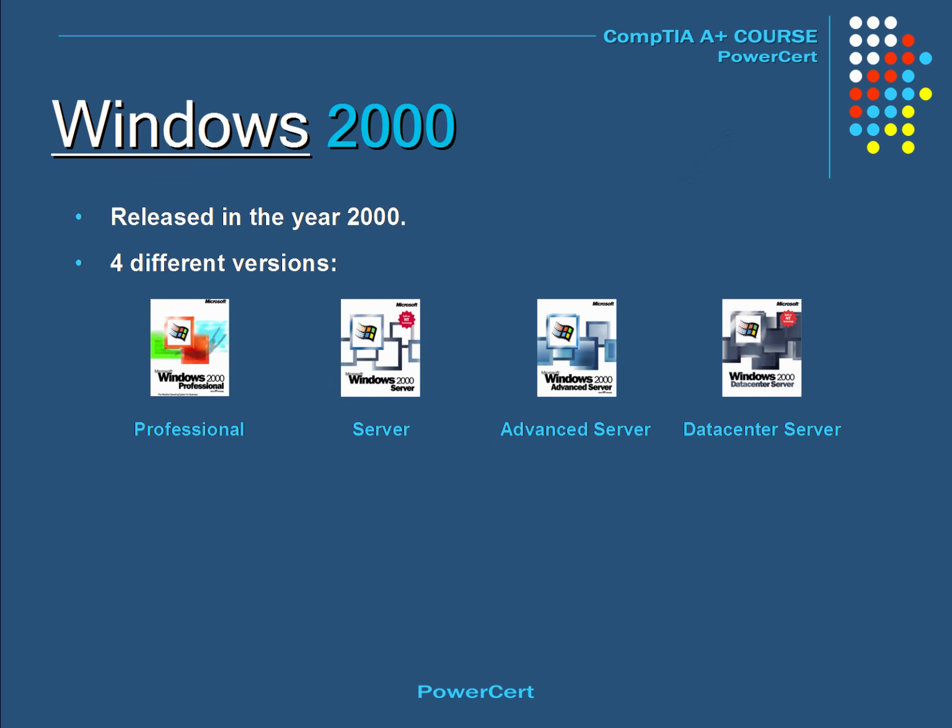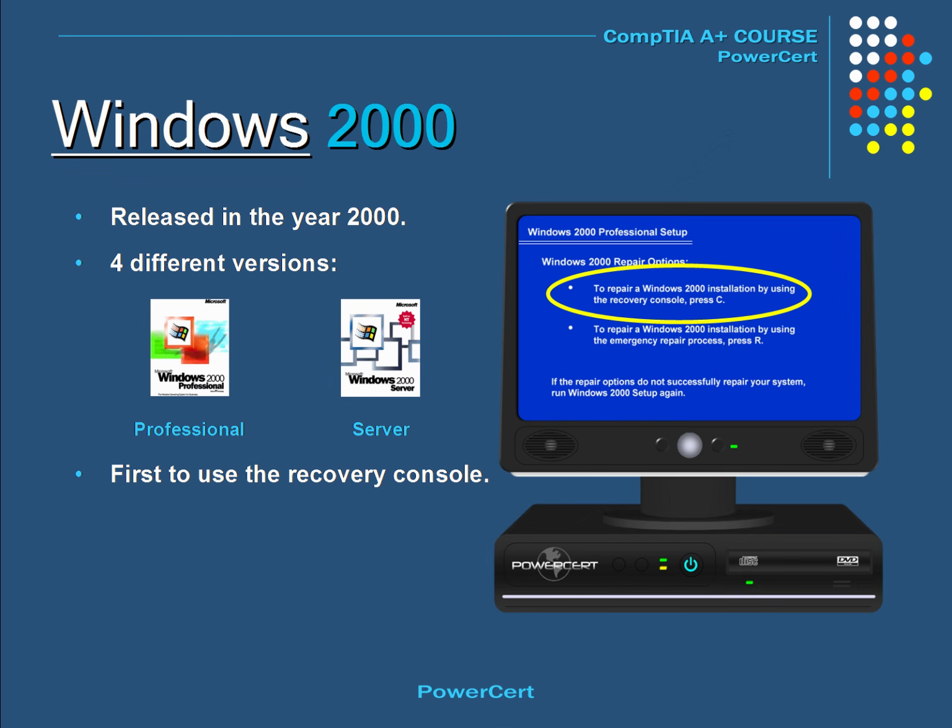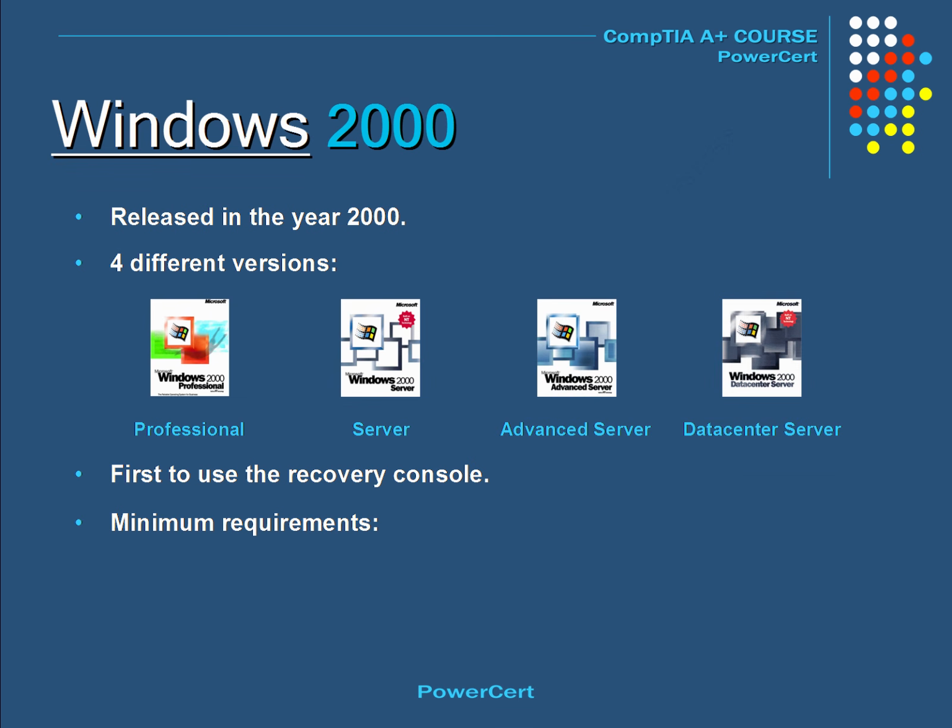Windows 2000 was the first operating system to use the recovery console, which means that you can recover from problems if Windows does not boot by providing commands using a command line interface. The recovery console is accessed by booting from the Windows 2000 CD and selecting Recovery Console. The minimum requirements for Windows 2000 Professional are a 133 MHz Pentium processor, 32 megabytes of RAM, and 650 megabytes of hard drive space.